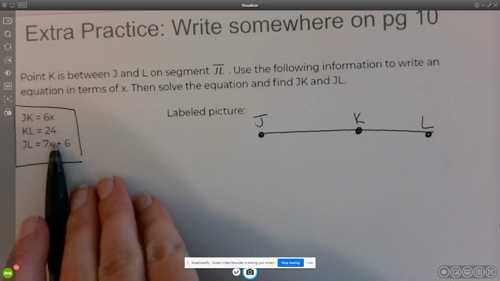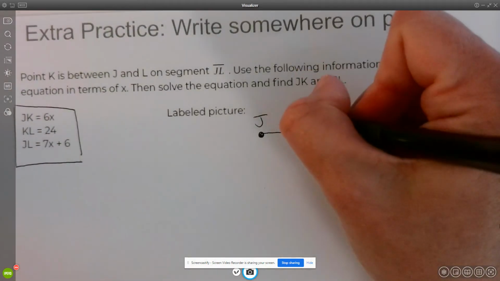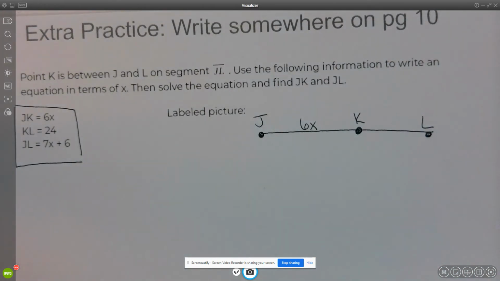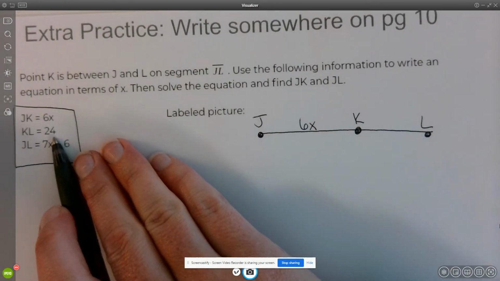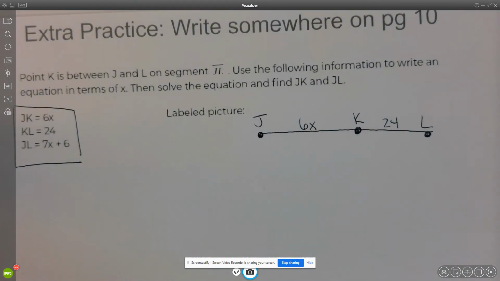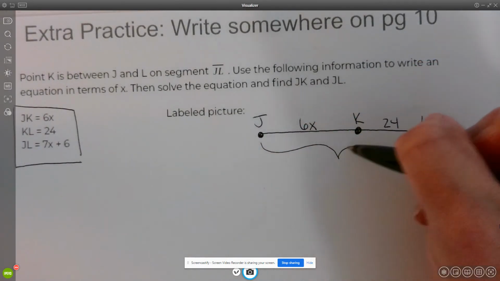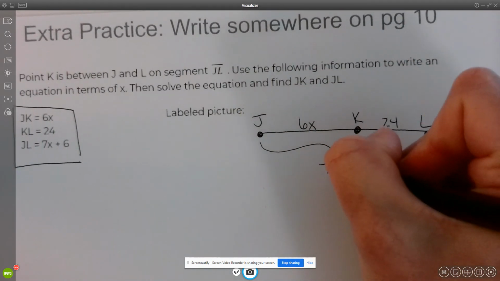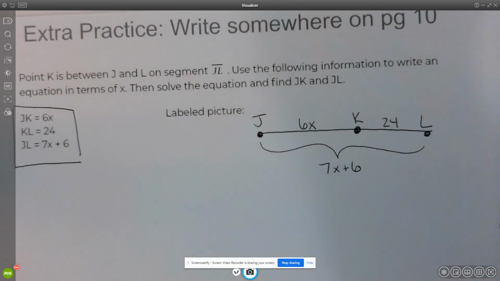The length of JK is 6x. The length of KL is 24. And the length of JL, I'm going to use the fancy little symbol here, that whole distance is 7x plus 6. So this is when writing equations using the segment addition postulate is useful, because now we have some variables in here, and so we need to set up an equation and solve it to find x.